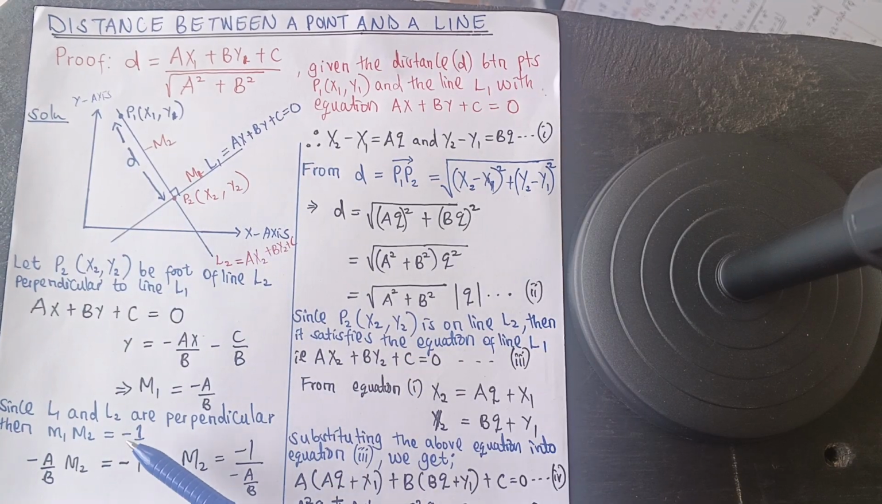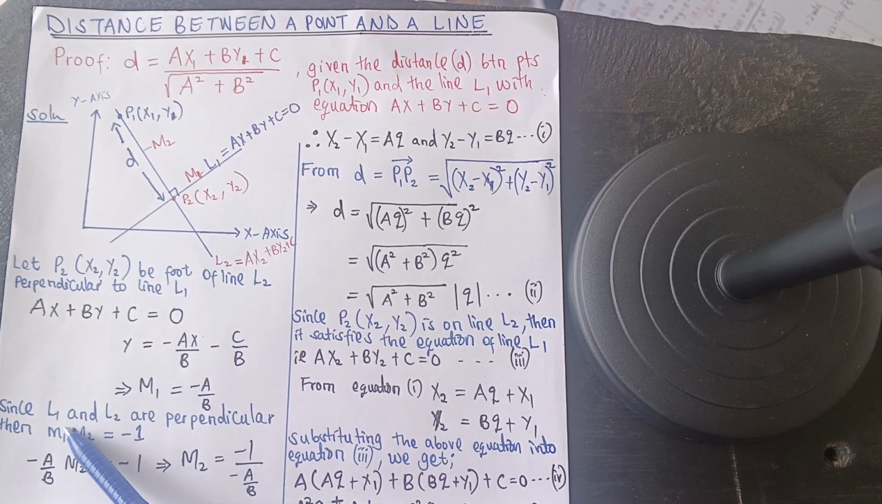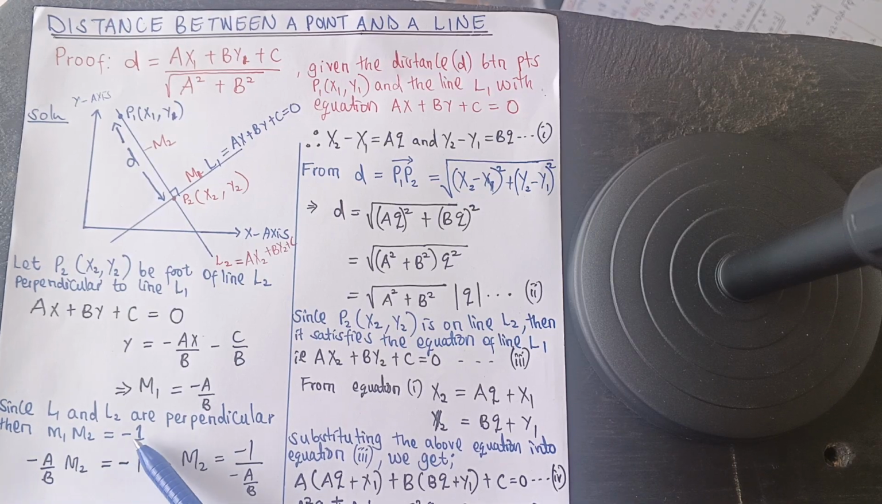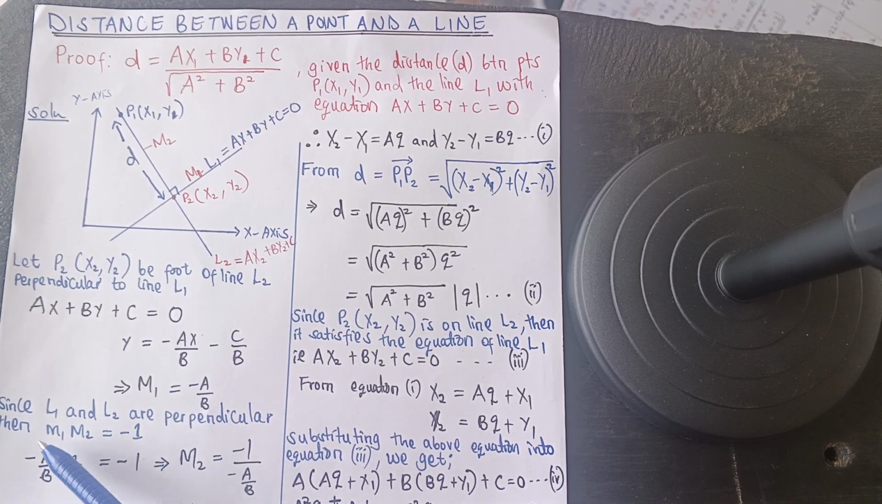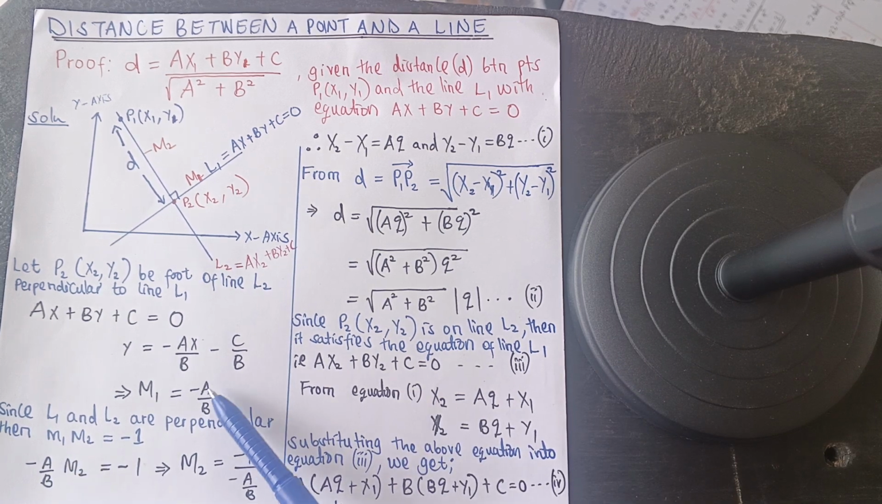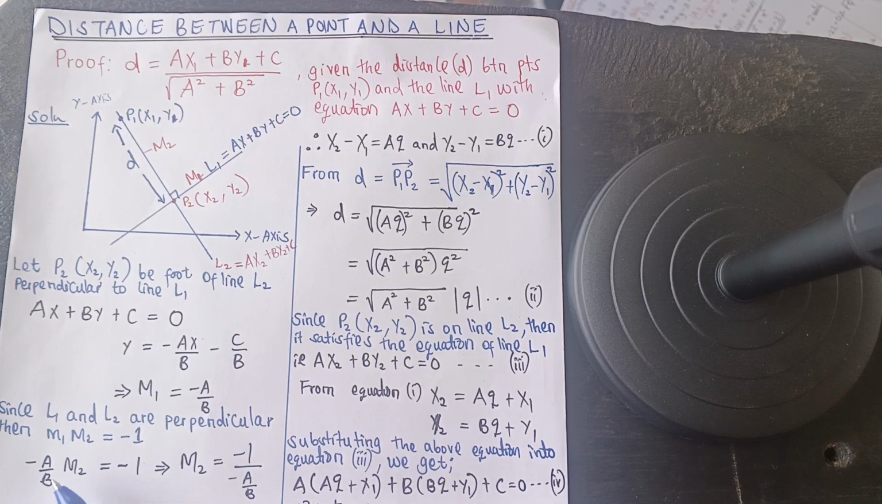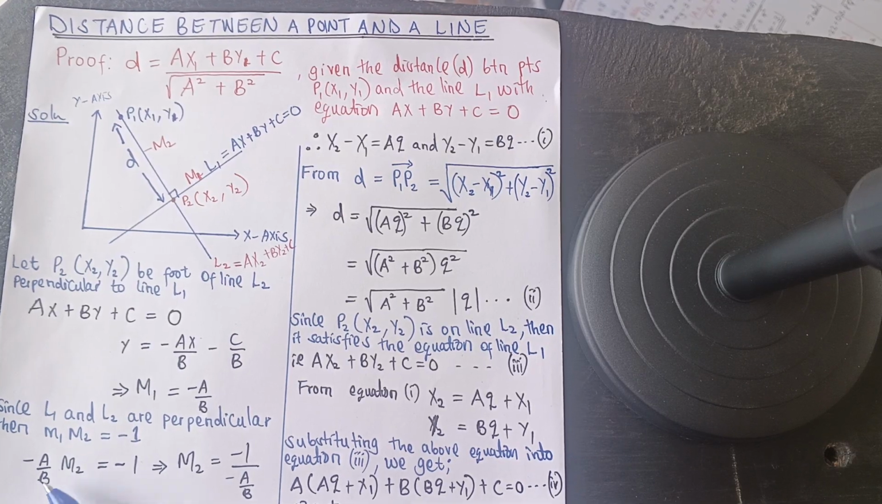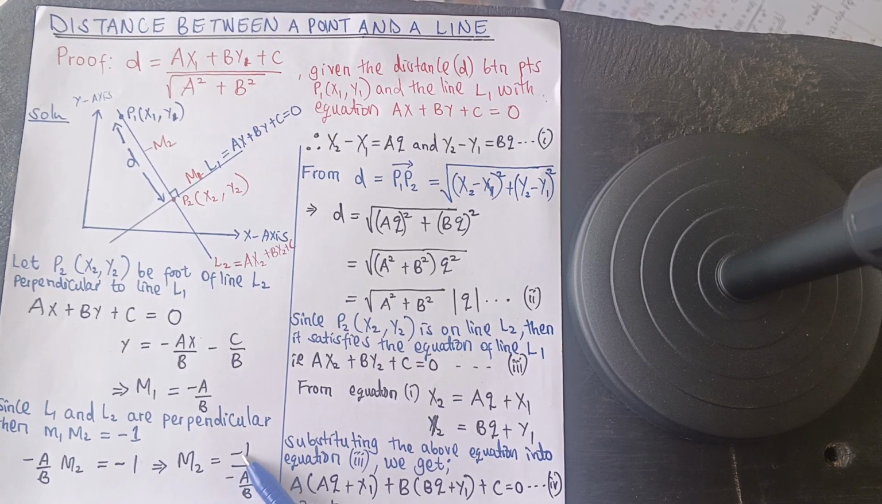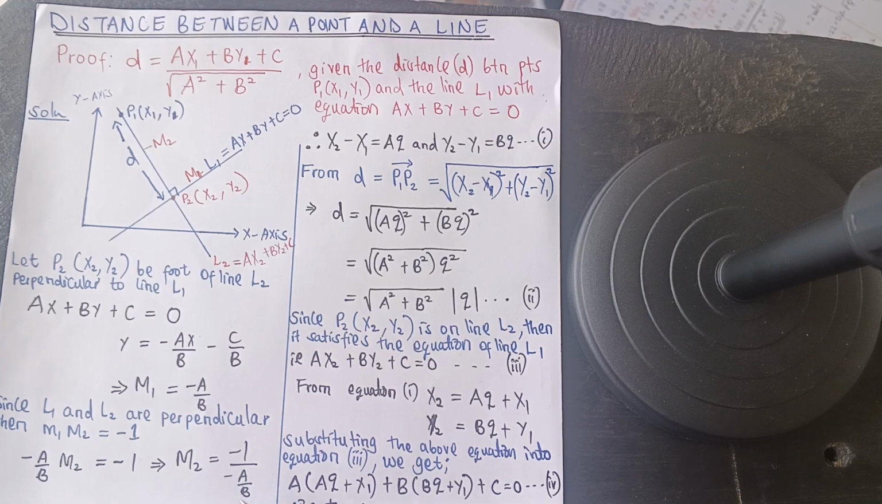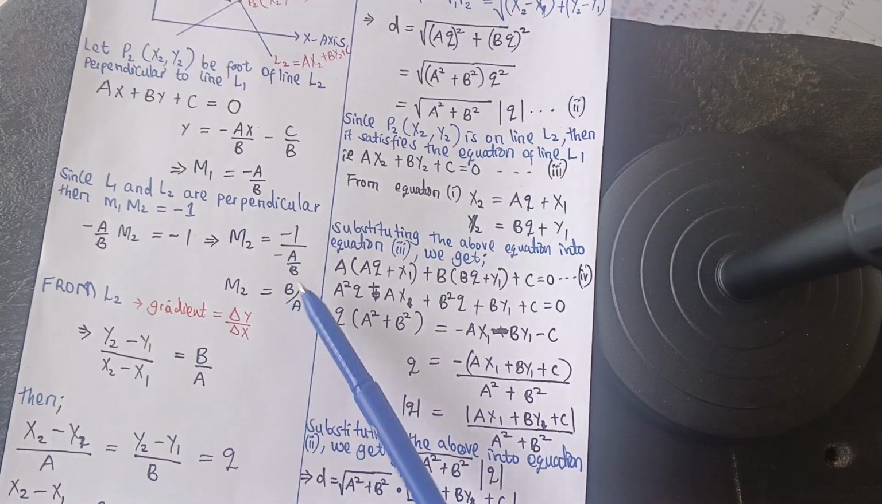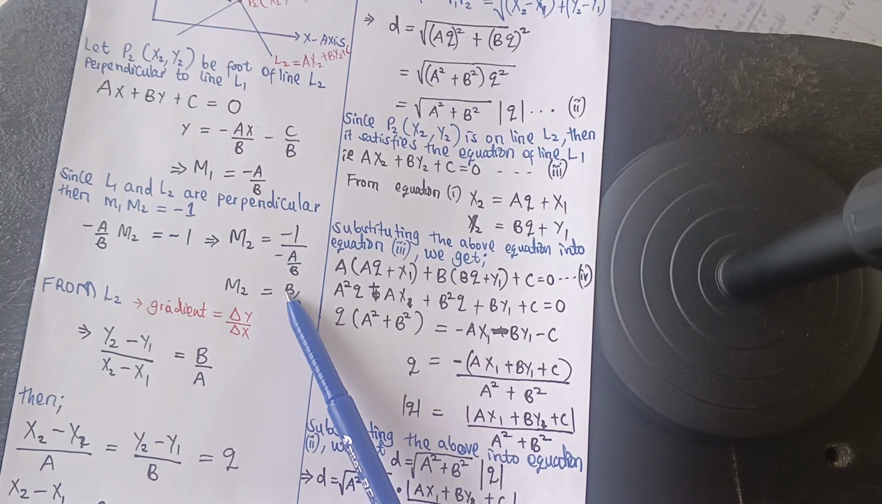Since L1 and L2 are perpendicular, then m1 times m2 is equal to negative 1. Now m1 is the gradient of line 1, which is negative a over b, so negative a over b multiplied by m2 is equal to negative 1, which implies that m2 is equal to negative 1 divided by negative a over b, meaning m2 is going to be b over a.